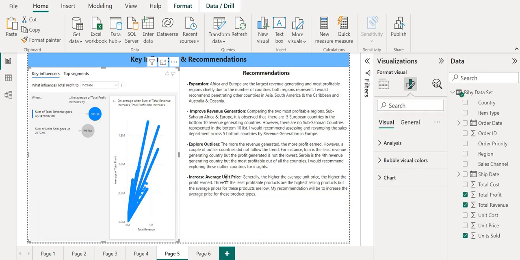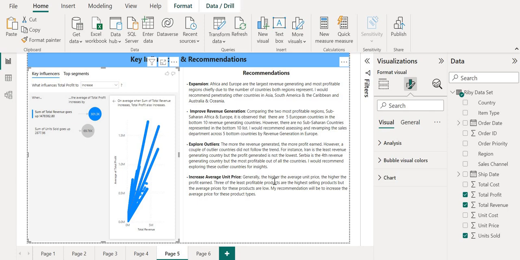Another thing I recommended was to increase average unit price. In the last video, we explored the average unit prices of our products, and we discovered that there were a number of products that did really well by units sold, by volume, right? They sold more. But if you look at the profit, they didn't generate so much profit. And I think one of the reasons we uncovered in the video last week was that the average price for those products was a bit low.